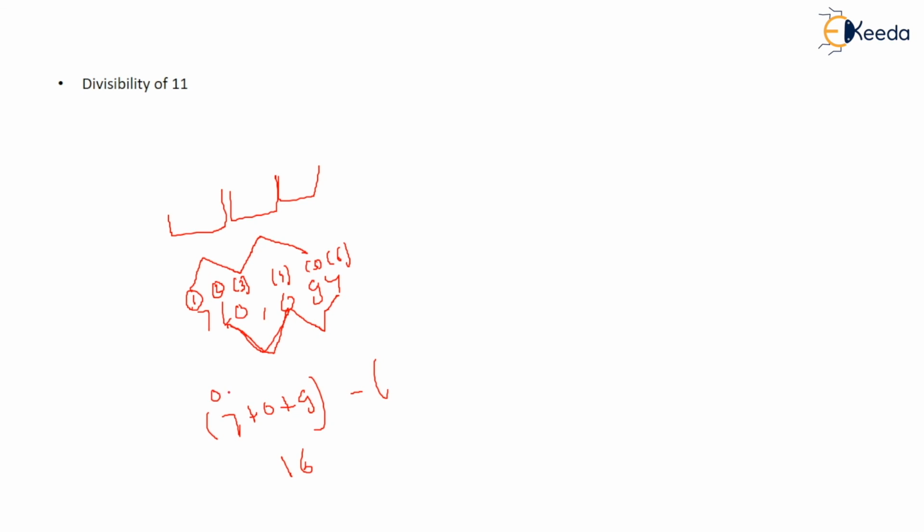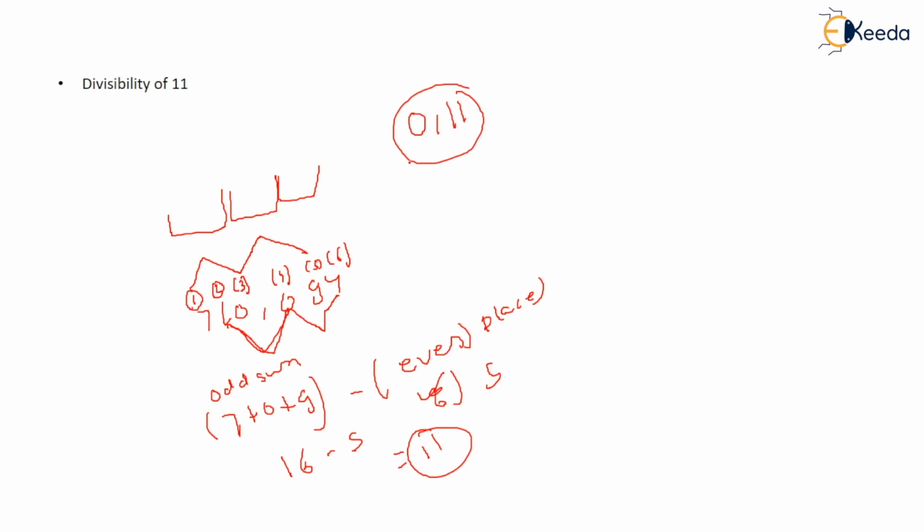So odd places sum minus even places sum. Even places sum comes out to be, not 6, 5. 1 plus 0 plus 4, that is 5. So 16 minus 5, that is 11. So 11 is divisible. Yes, it is divisible by 11. Either it needs to become 0 or 11. This is the divisibility rule of 11. So you have to check whether it is coming 0 or 11. If it is, then the entire number can be divided by 11. Let's see the next question.